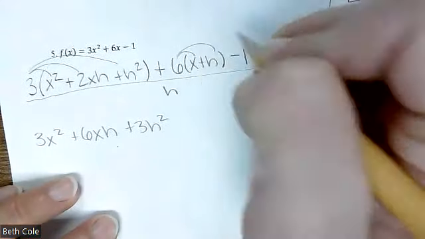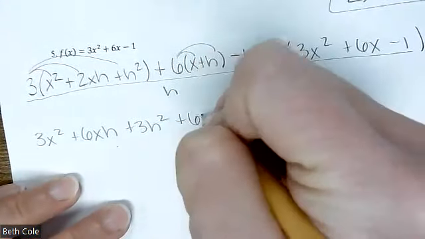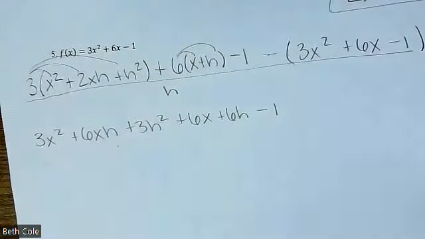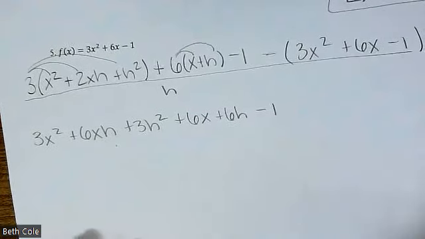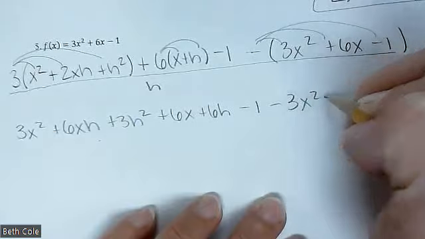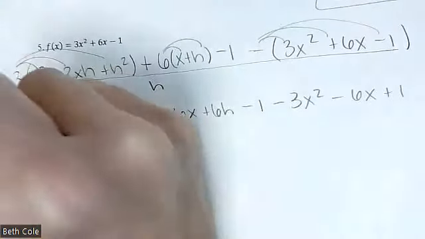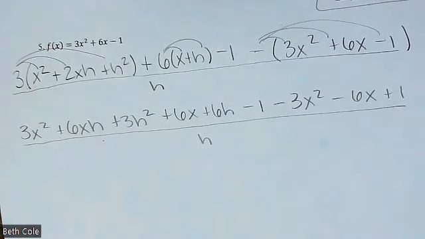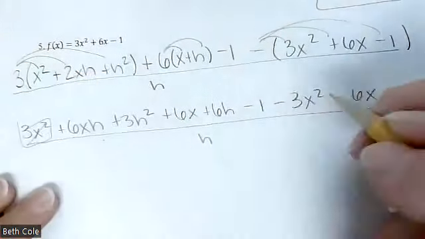All right. And then you're going to distribute the 6. So it'll be plus 6x plus 6h minus 1. And then distribute the negative. So everything just changes sign. And then you're going to look for stuff to cancel. So that's expand. Then you look for things that cancel. And again, if they don't, you know you had a mistake somewhere, and then you can go back and figure out where that happened. So 3x squareds are gone.